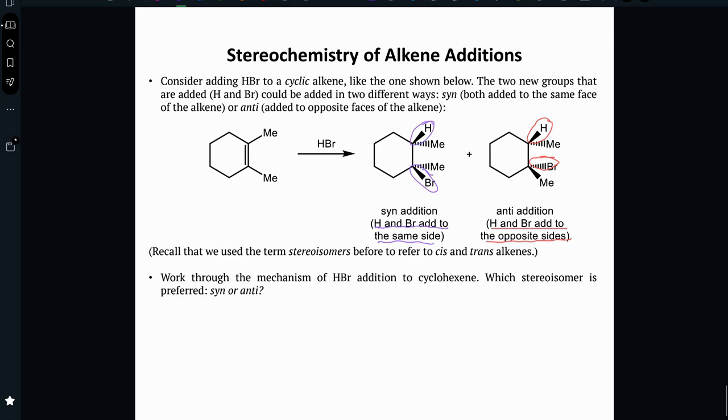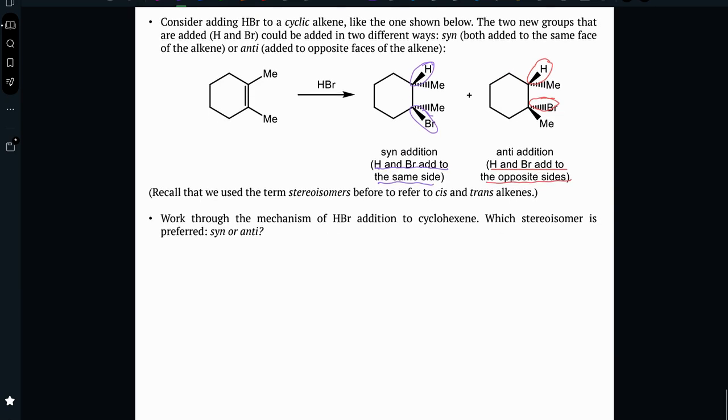We give those 2 possible outcomes different names. One we call syn addition, the other one we call anti-addition. We're going to use these descriptions in general as we look at more alkene additions, so it's worthwhile to know them. So let's think about, based on our mechanism, would we predict mostly syn, mostly anti, a mixture of both?